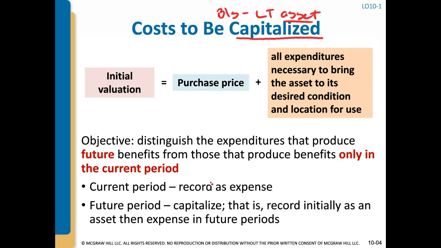So if you have a repair, we say that's going to go on the income statement. If you have an extraordinary repair that would extend the life of an asset, we would say that repair needs to be capitalized, which we would add to the cost of the asset that it applies to.